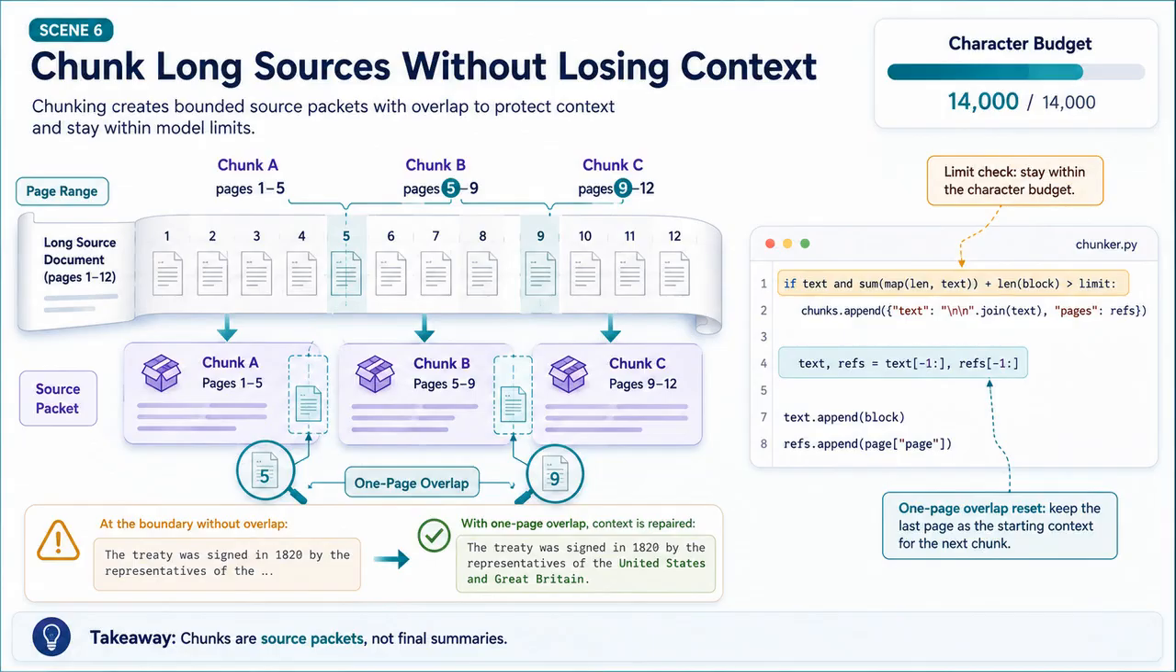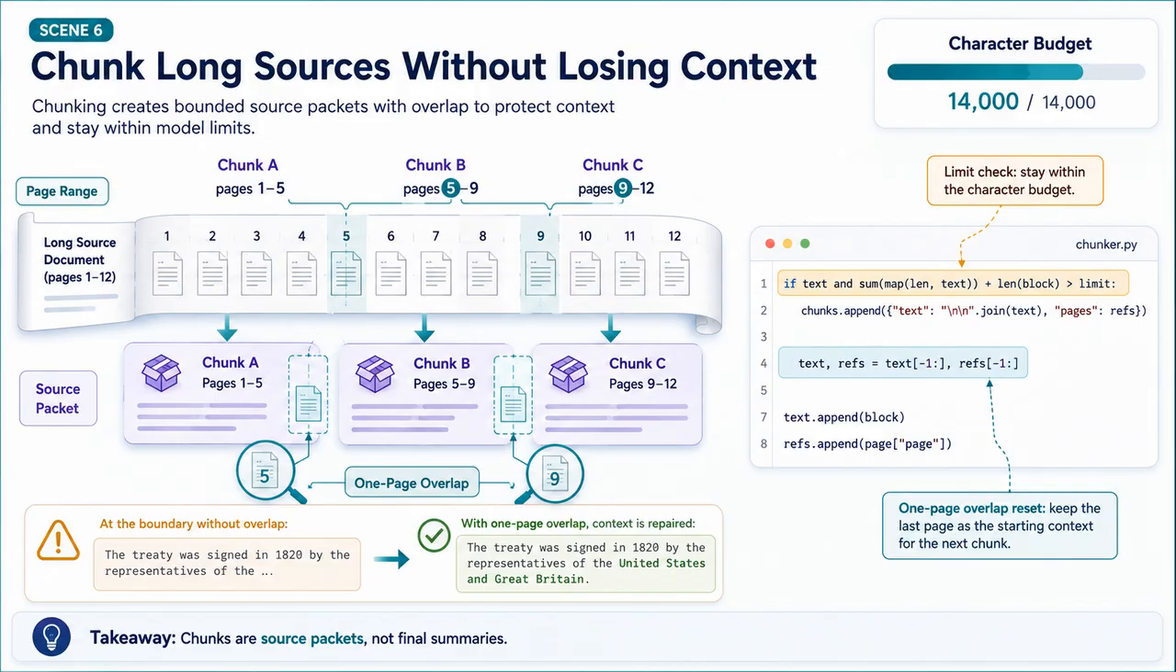Sending an entire document in one request can be expensive, slow, or larger than the chosen model supports. The chunker groups page blocks until a character budget is reached. A small overlap carries the ending of one chunk into the next, reducing broken explanations at boundaries. Every chunk preserves the page range so downstream insights remain traceable.